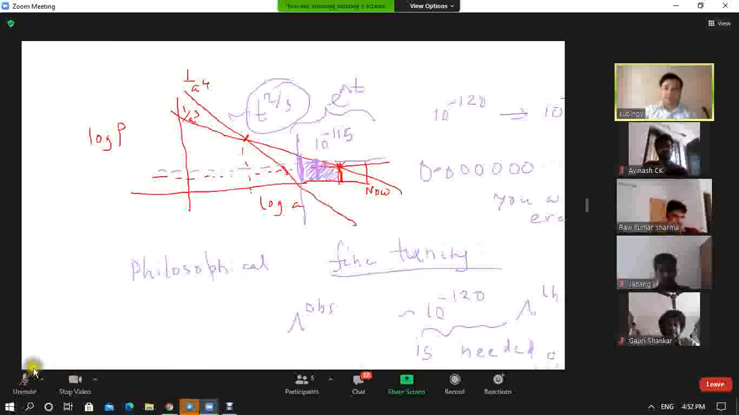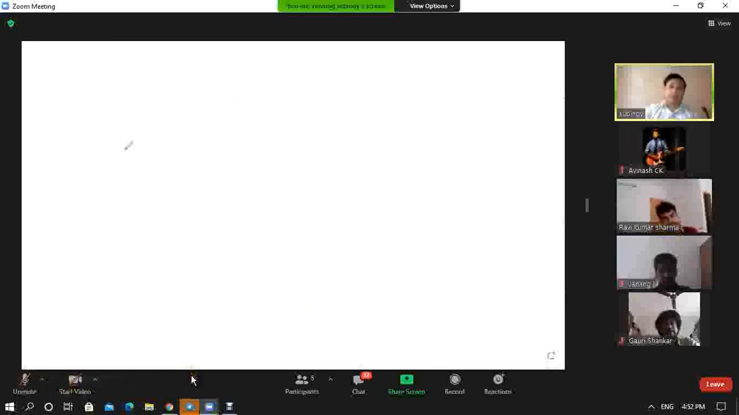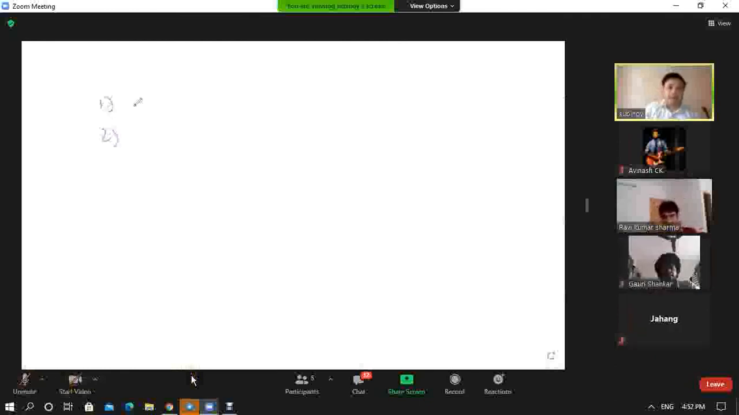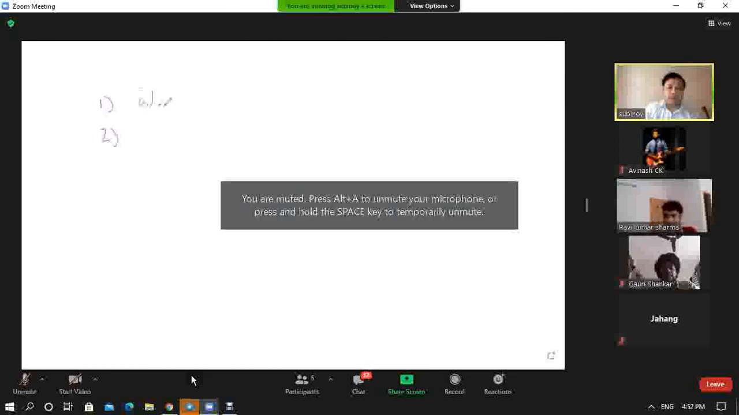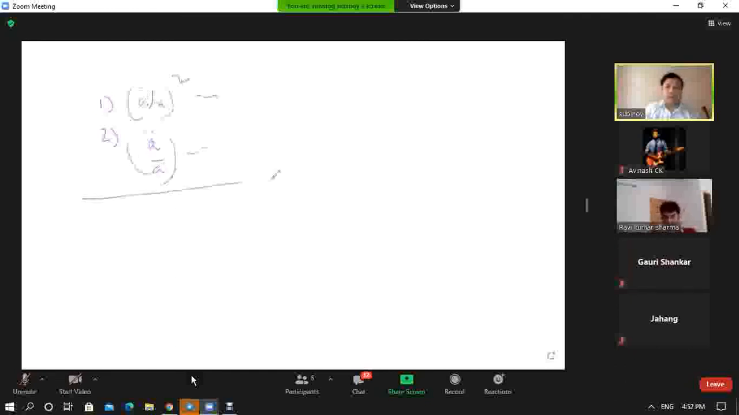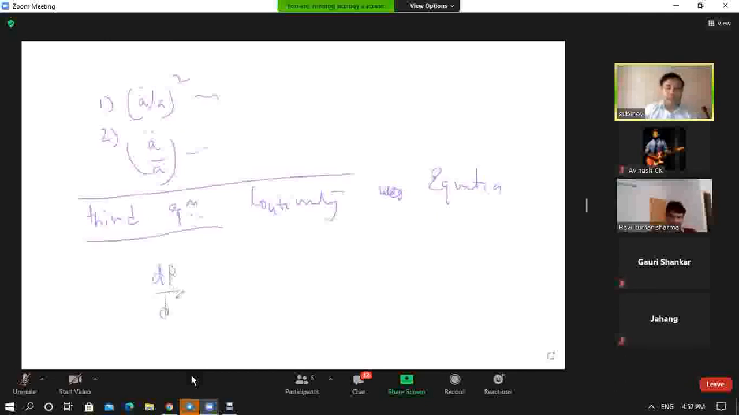So the homework is this. The two Friedmann equations: one, I will not write it again, and two, a dot by a square and another is a double dot by a. You know that. Using these two, there is a third equation, which is not an independent equation, but many times useful, called the continuity equation, which we have actually used, but you don't need to know that. Just derive this equation: d rho dt is 3H (rho plus p).